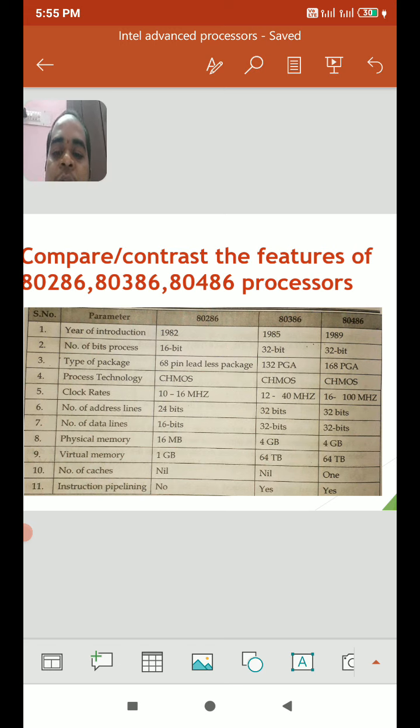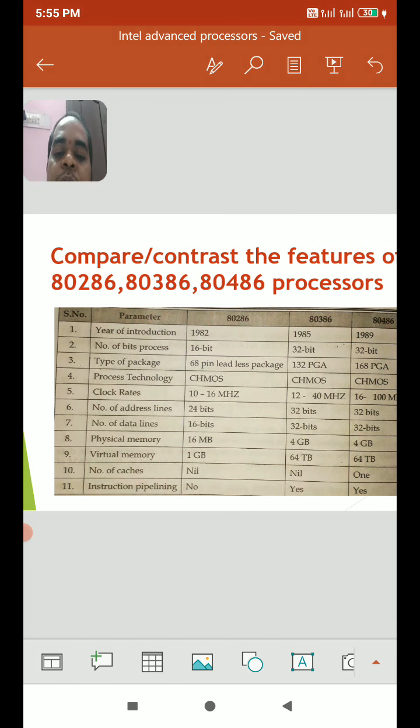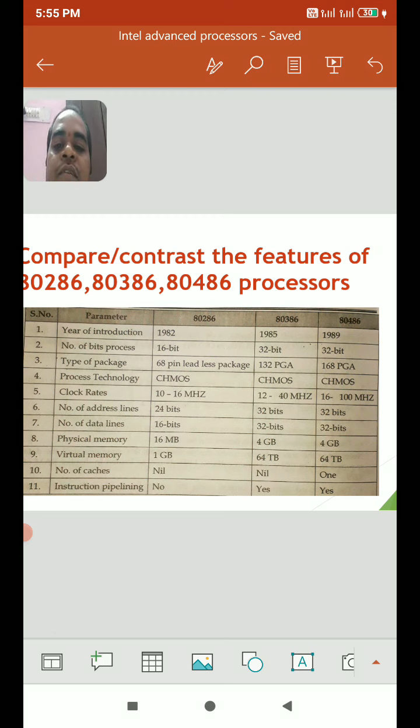How about instruction pipelining? Is instruction pipelining present? There is no pipelining stage for the 80286. That means the 80286 does not have any pipeline structure, but the 80386 and 486 have the instruction pipeline. That means for every generation we are adding some features to the microprocessor.